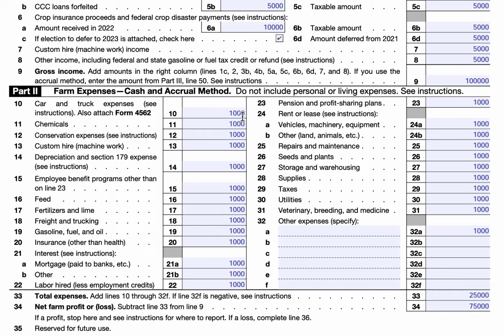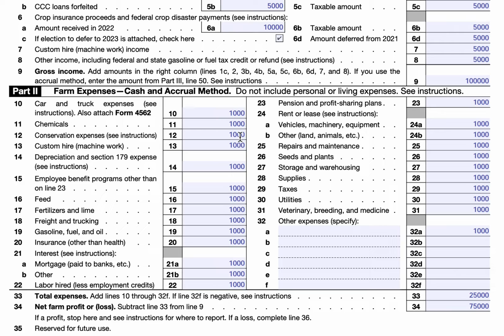So if you decide that you're going to use the actual expense method, then you would include on line 10 the business portion of gasoline, oil, repairs, insurance, license plates, and so forth. Then you would show your depreciation on line 14, and then you would show any rent or lease payments on line 24a. So there is a difference. Make sure you're very aware of how to separate the standard mileage rate versus the actual expenses. For chemicals, enter the cost of chemicals that you purchased during the year.